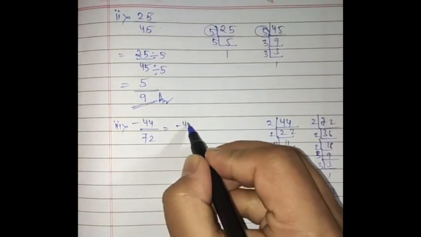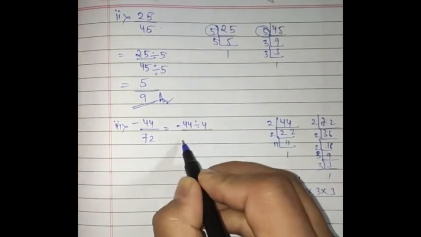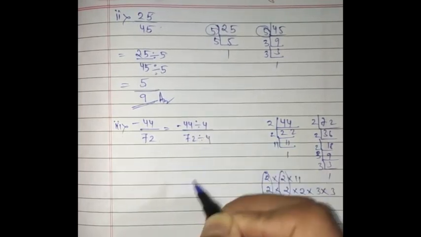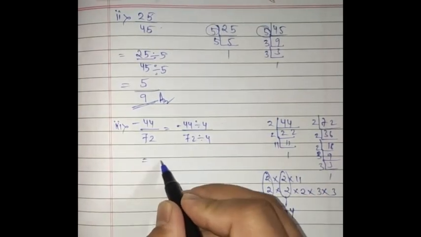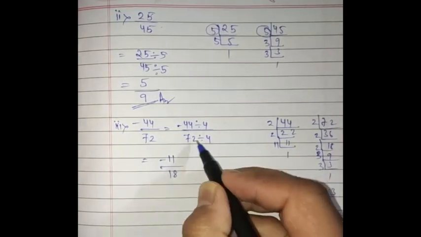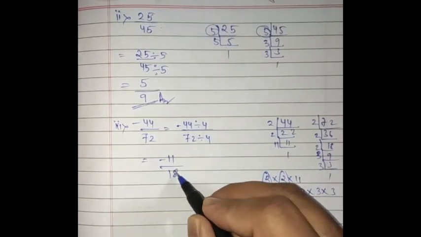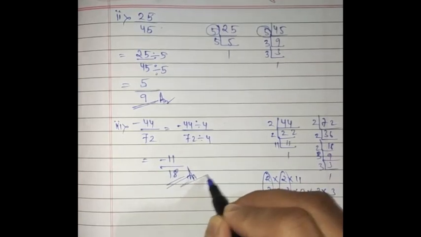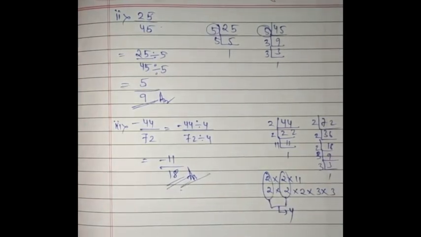So you can divide this number with 4. 72 divided by 4, right? So when you divide this, you'll get minus 11 divided by 18, because 4 18s are 72. So this is the simplest form, which is the answer. Okay.